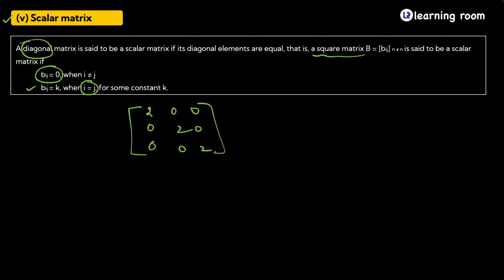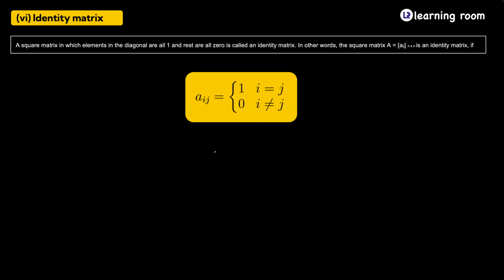Shall I proceed? Okay. So from scalar matrix, there is another important matrix that comes out. That is an identity matrix, which is very, very important. If you talk about a square matrix in which all the diagonal elements are 1, basically a diagonal matrix with all the diagonal elements being 1 is called an identity matrix.